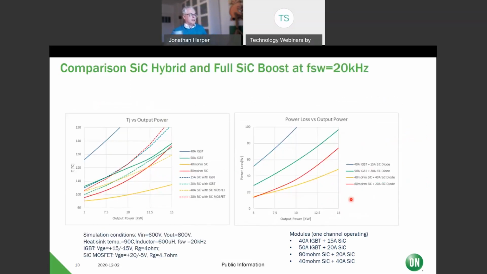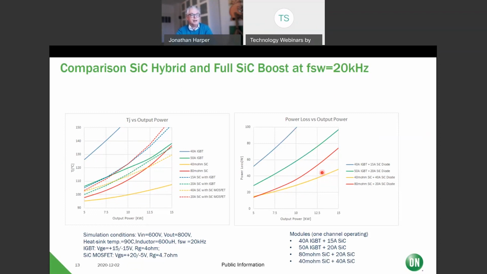So if you look at the comparisons, we look at a fixed switching frequency to start with. If you look at a fixed switching frequency, you will see that the 40 amp IGBT, which I deleted from the last slide, is getting very hot at 20 kilohertz. That's quite fast. Then the 50 amp IGBT is getting up to a power level of 12.5 kilowatts, but this 40 milliohm SiC is doing fine at 15 kilowatts. And you see the power losses are the same. This is the 40 amp IGBT, 50 amp IGBT, 18 milliohm SiC, and 14 milliohm SiC.